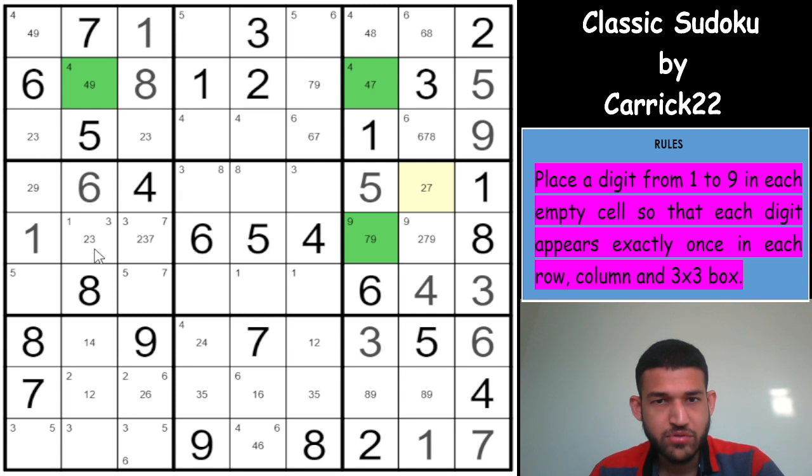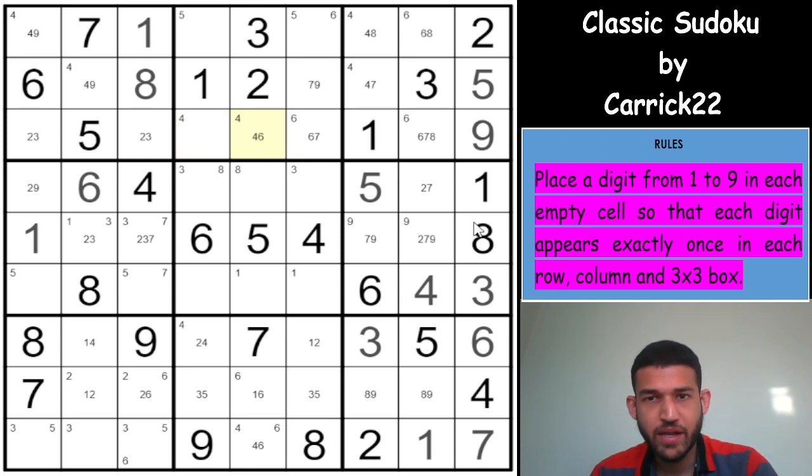So what are we supposed to do now? 2, 3, 2, 3, 7. Okay, let me remove these colors now. I'm not sure what we need to find again now. 4, 9, 4, 9. Okay, let's make some pencil marks here. This would be 4, 6 and 8, and this would be 4, 7 and 8.